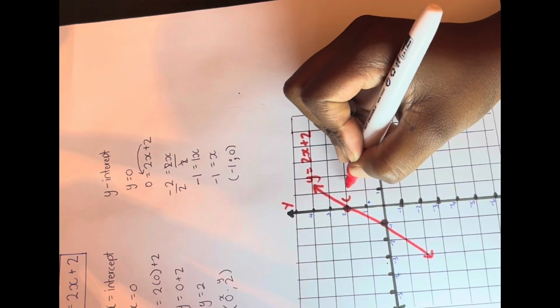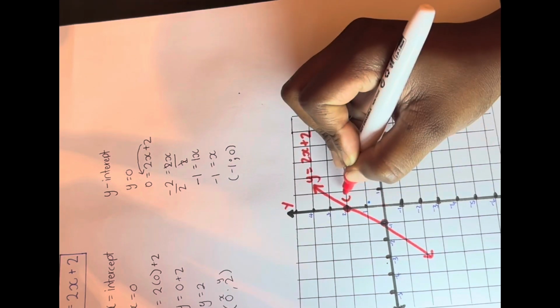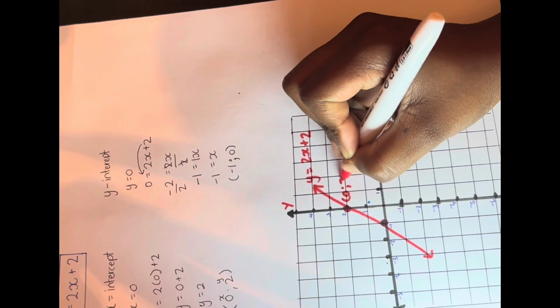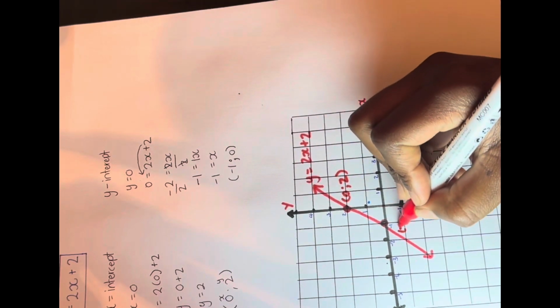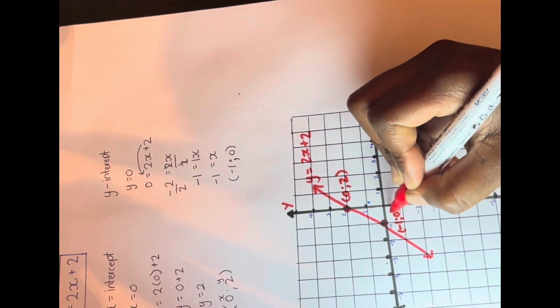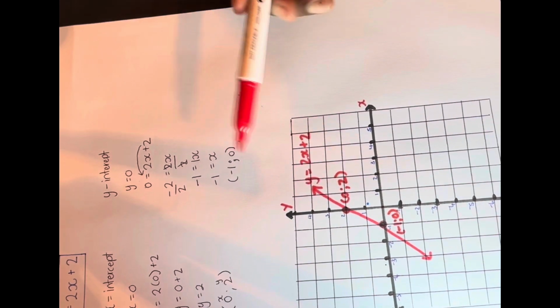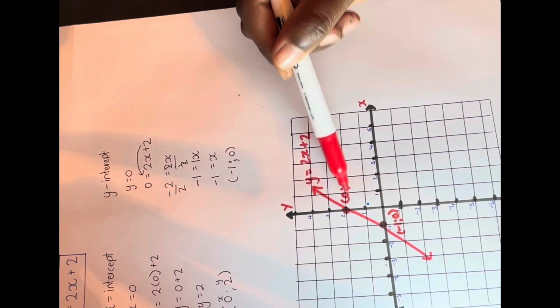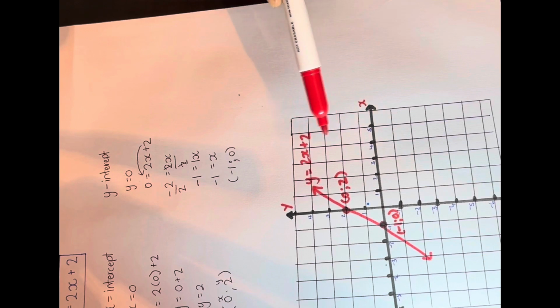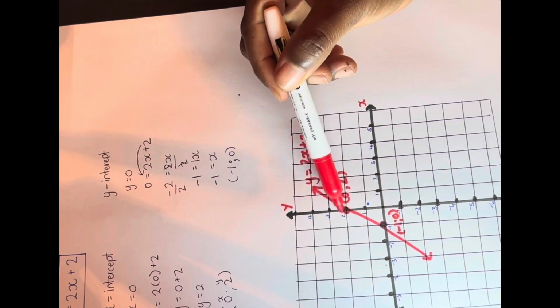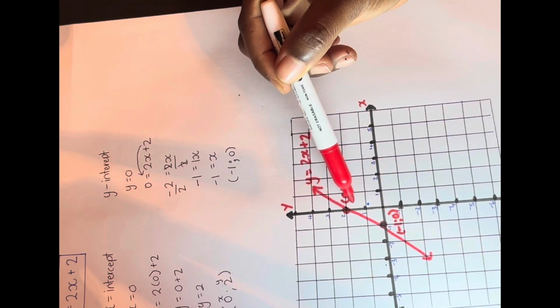Put down the coordinates as well. When x equals 0, y is 2. When x equals -1, y is 0. If you look at it, we still have the same coordinates as the previous example, where b is still the 2, which shows this 2 here.